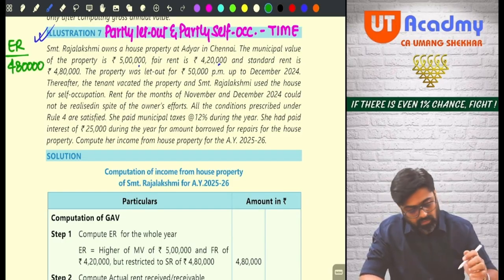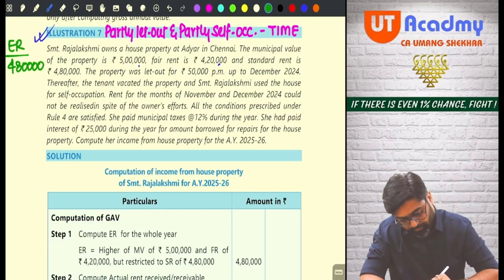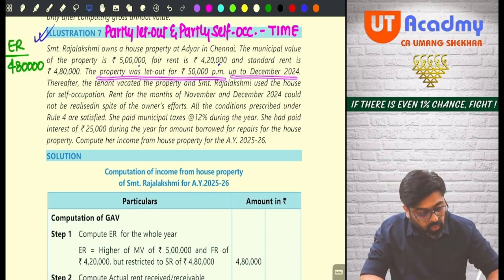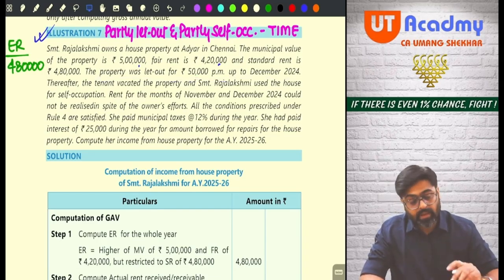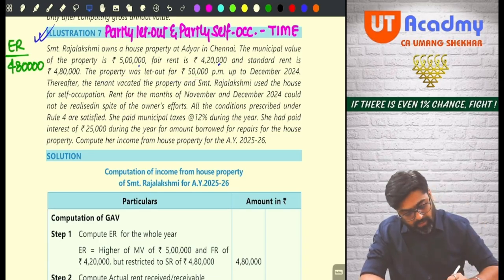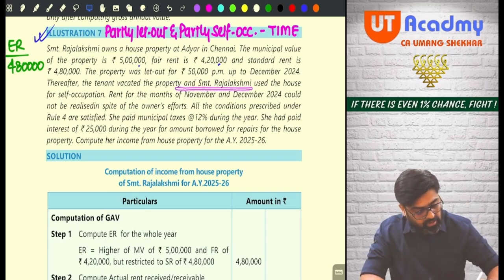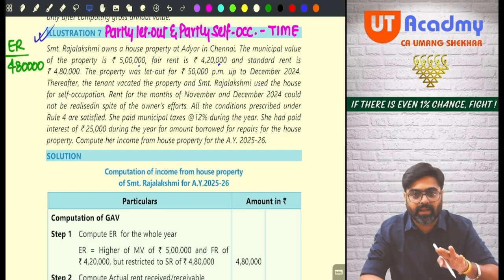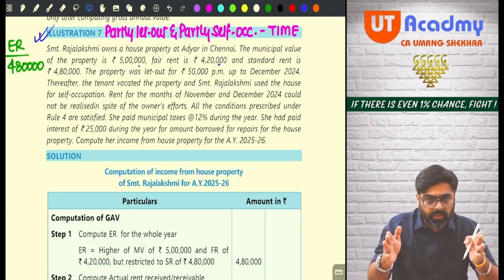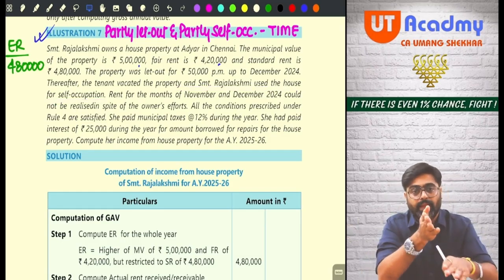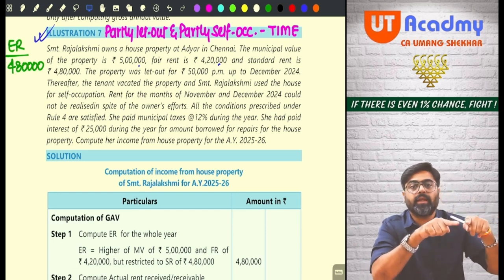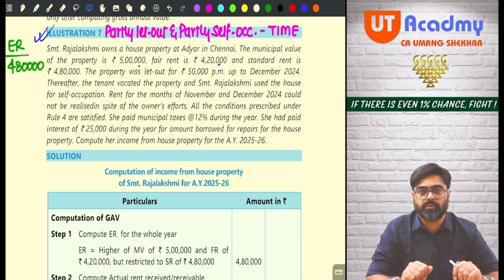What is the actual rent of the property? They are saying that the property was let out for 50,000 per month up to December 24. And thereafter the tenant vacated the property and Srimati Raj Lakshmi used the house for self-occupation. Meaning that April to December the property is let out, and from January till March the assessee is self-occupying the property. Tell me, is there any vacancy?